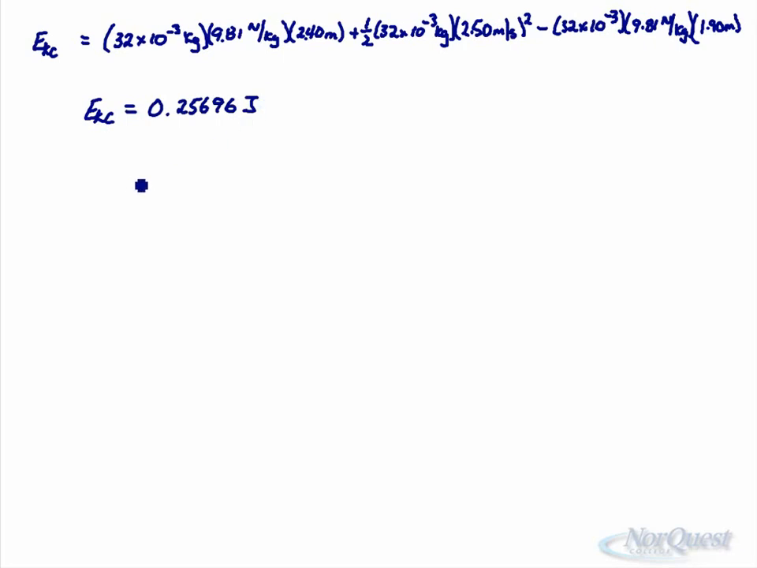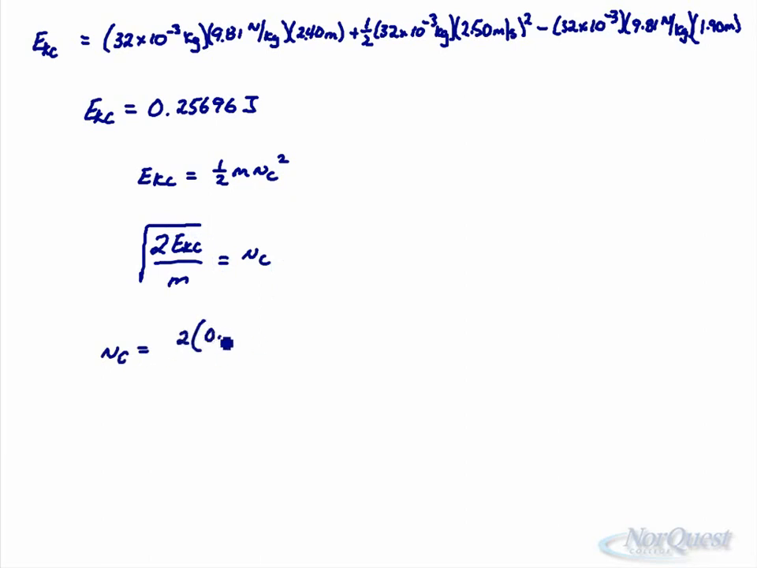Once we know that, we also know that the energy kinetic at C is going to be equal to 1/2 mv at C squared. Manipulate that formula for velocity, so you'll multiply by 2 times the energy kinetic at C, divided by the mass, and then take the square root, will be equal to the velocity at C. So the velocity at C will be 2 times 0.25696 divided by 32 times 10 to the negative 3, and then take the square root of that whole thing.